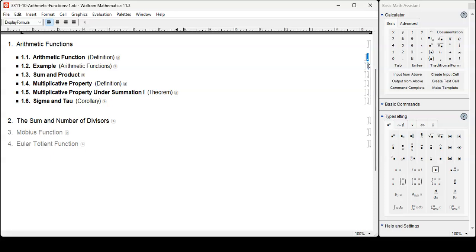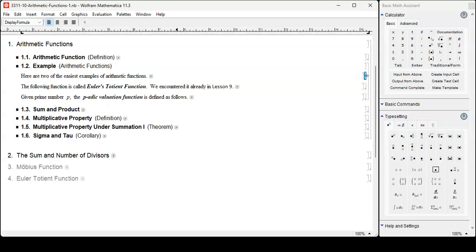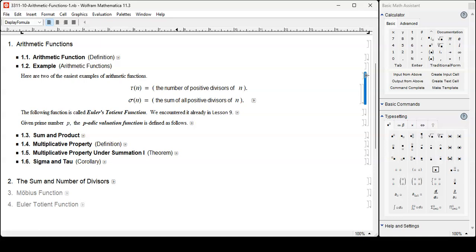Let's look at some examples. Here are a couple of examples. I should say the simplest pair of examples, the simplest non-trivial pair of examples, maybe the simplest pair of examples with some interest, some importance, or whatever we may want to call. Tau of n is the number of positive divisors of n, and sigma of n is the sum of all positive divisors of n.